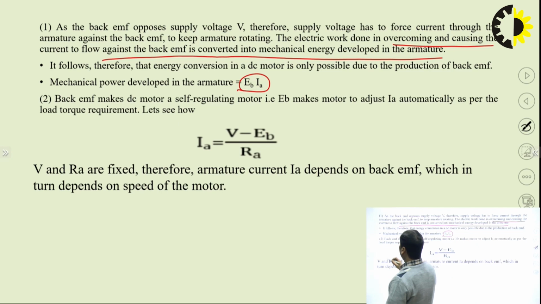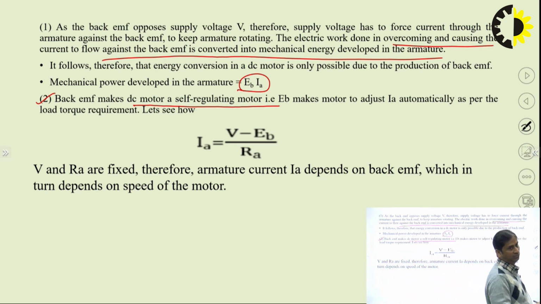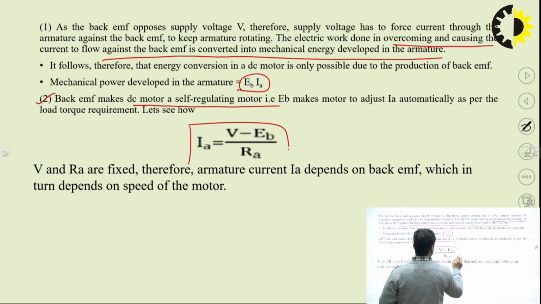Another very important point is the back EMF, which makes the motor self-regulating. This is a very important characteristic of the DC motor, because of this back EMF, the motor is self-regulating. How can you say that? Let us understand the meaning of self-regulation.